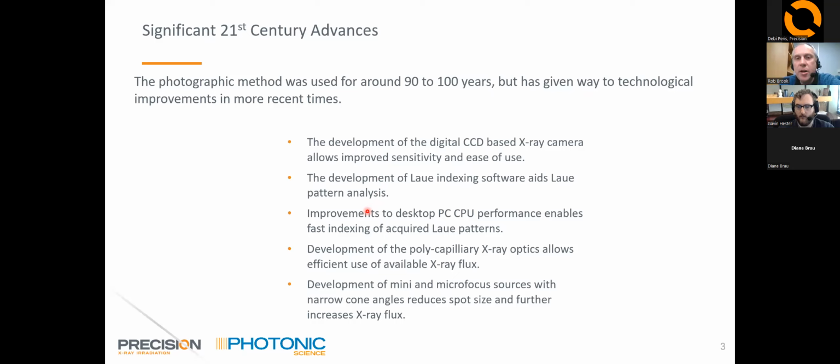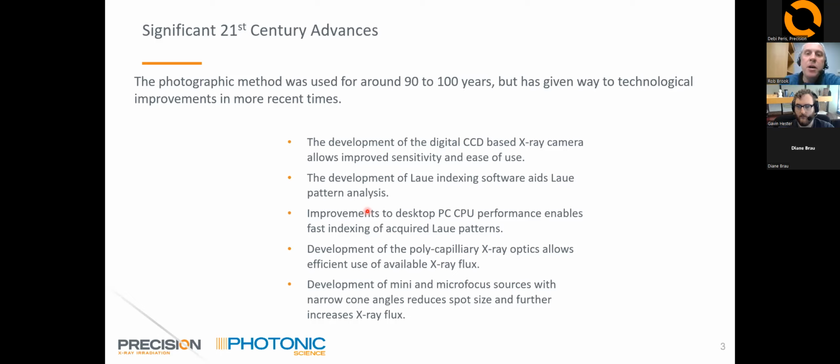Polycapillary X-ray focusing optics allow efficient use of available X-ray flux. This enables you to use low power X-ray sources, but get a high flux and a high power density of X-rays onto your crystal. This minimizes the exposure times you need on the camera, so you can actually get real-time video rate images back of the diffraction patterns back to the detector.